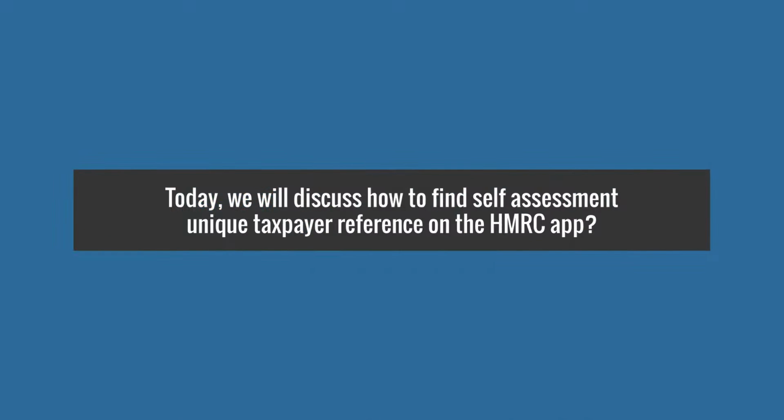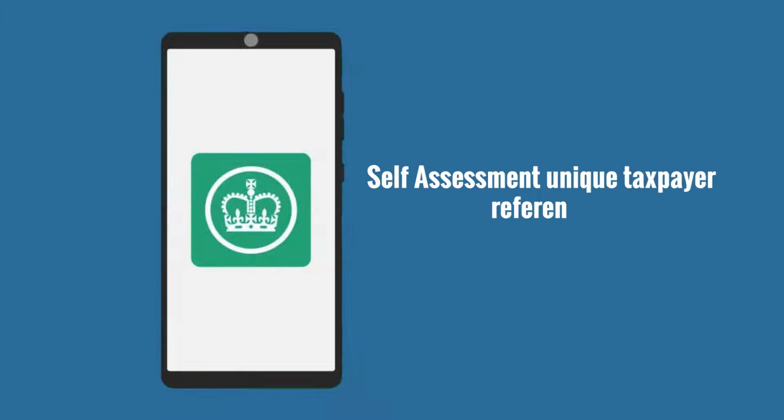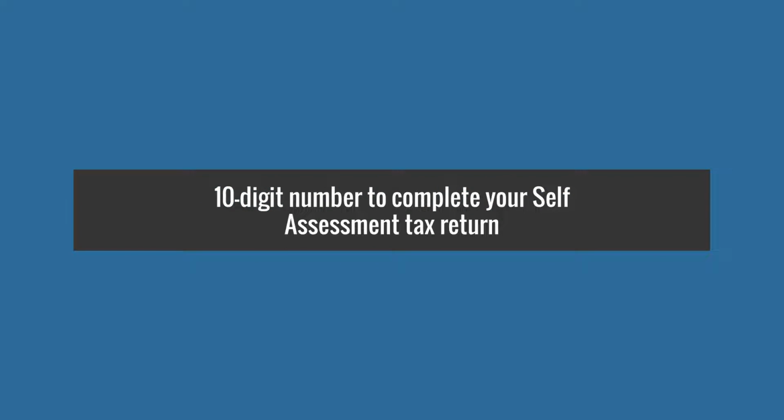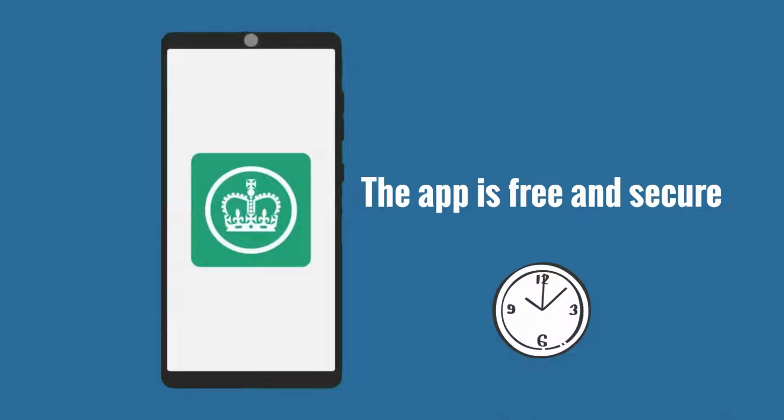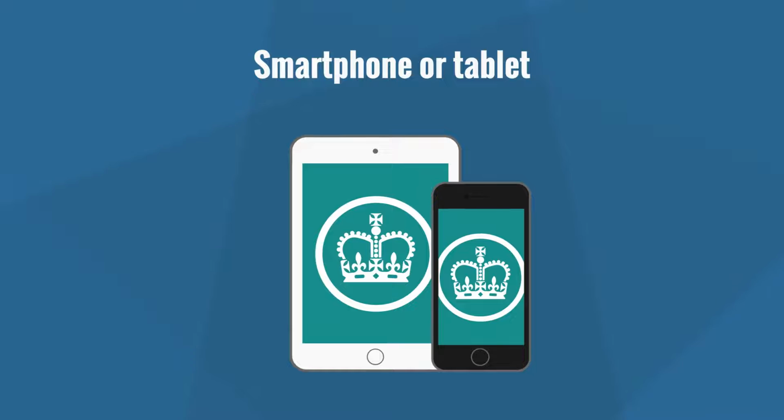Today, we will discuss how to find self-assessment unique taxpayer reference on the HMRC app. The HMRC app is a quick and easy way to find your self-assessment unique taxpayer reference. You'll need this 10-digit number to complete your self-assessment tax return. The app is free and secure, and you can use it anytime, on any smartphone or tablet.